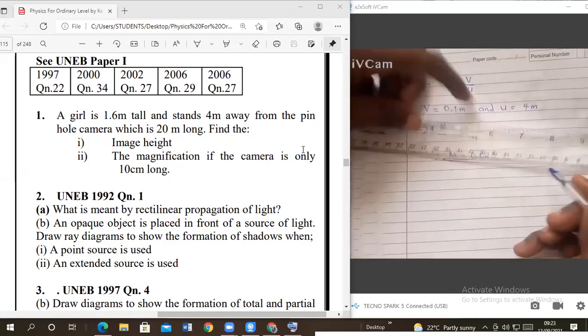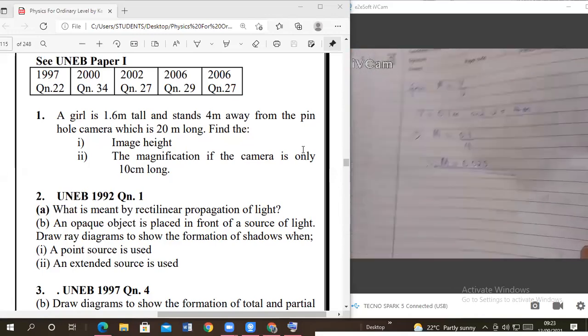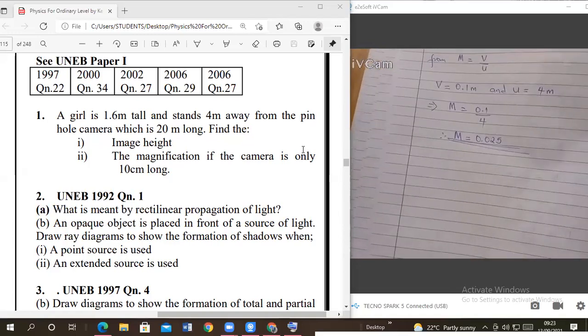So what does magnification tell us? Magnification will tell us the nature of the image form, whether it's diminished or magnified.